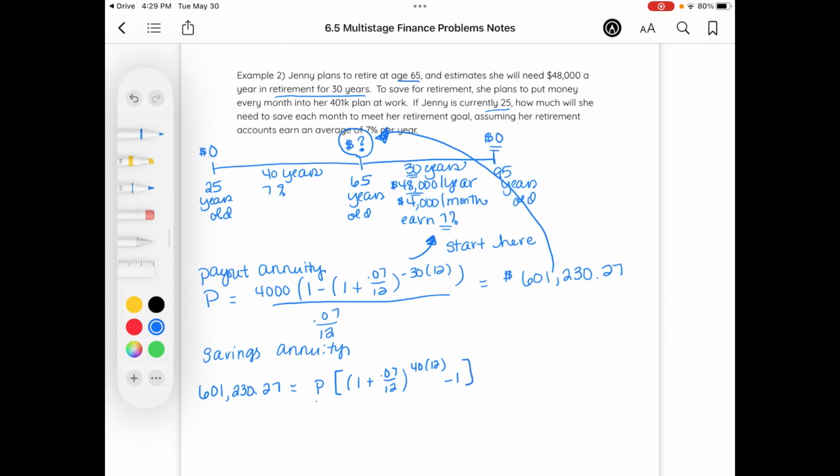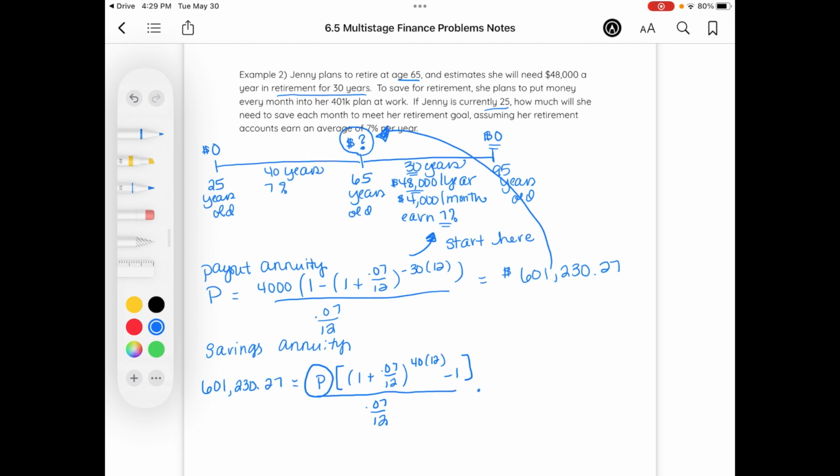minus 1, all over. And again, our goal is to find the amount of payments. So I could simply just multiply both sides by 0.07 times 12 and do the same here, and then divide by everything that's in my bracket. So I'll let you algebraically solve for that, but sometimes I think the hardest part of these is getting the correct formula in order to solve for them.